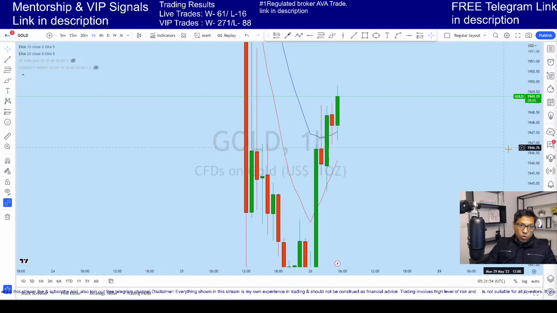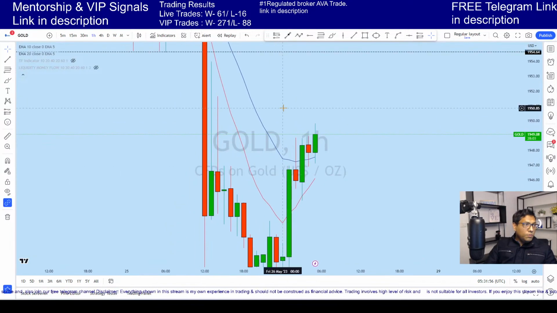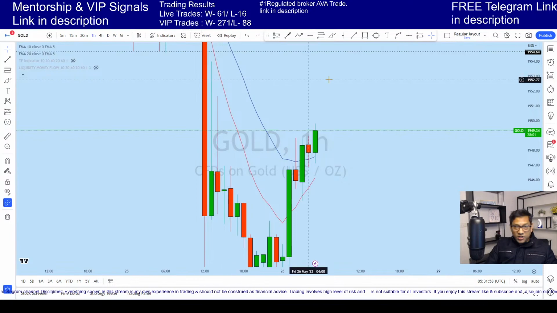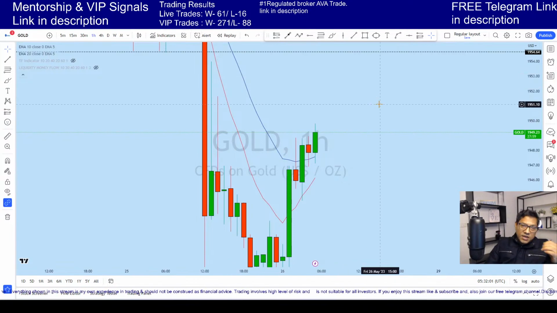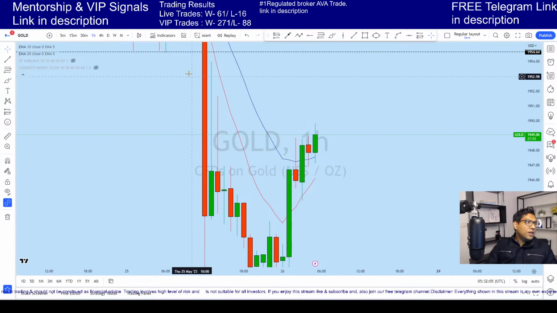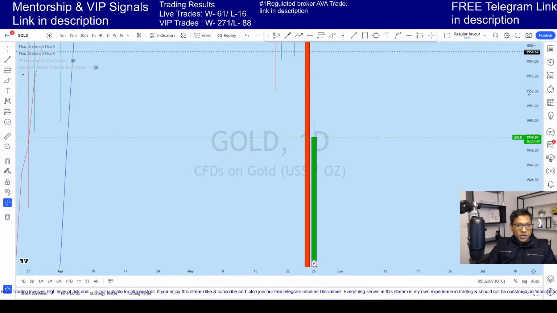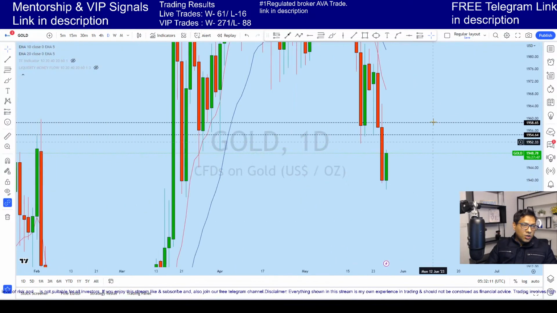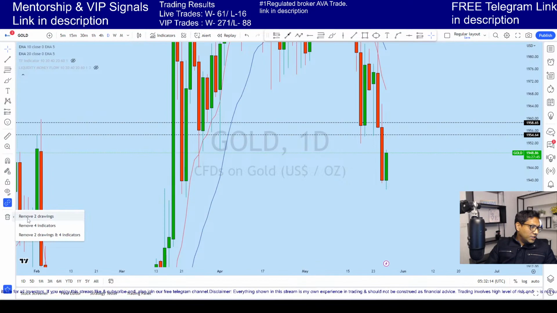As I was looking at gold initially, I will be looking at gold first and then we'll jump onto the other pairs. In the meantime, don't hesitate to ask me any question in the live chat that you're using. So I'll be looking at, first of all, the daily chart. As you know, I always start with the daily chart to see the overall direction in the market.